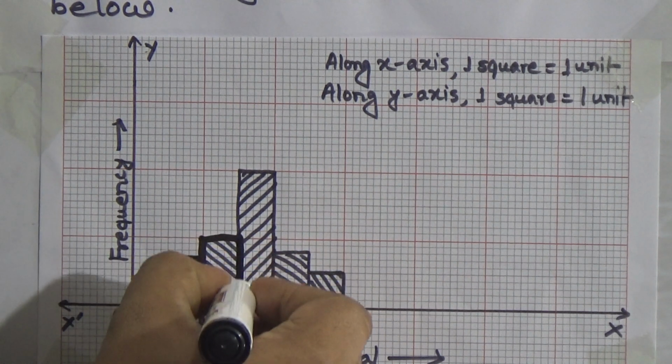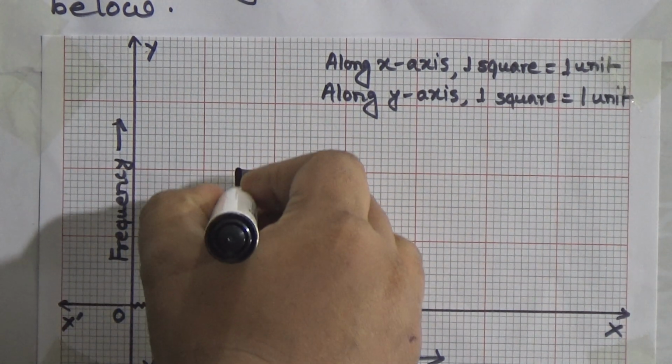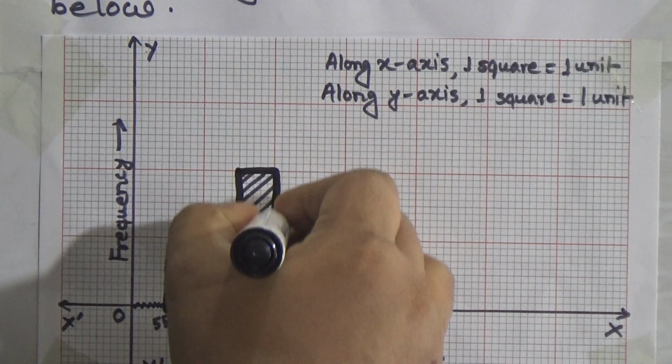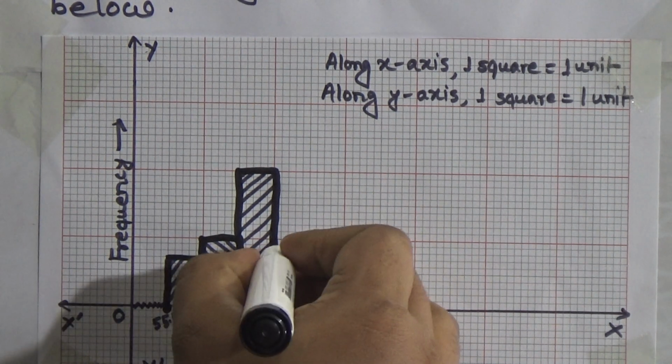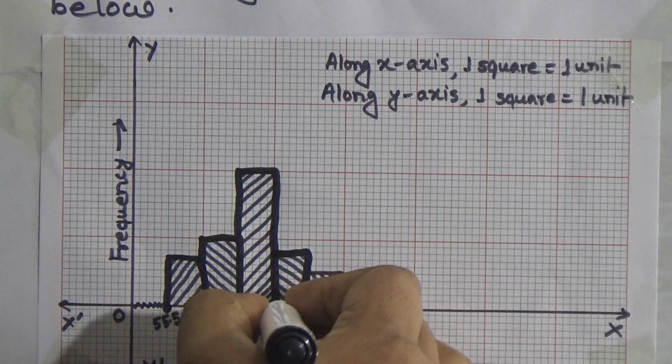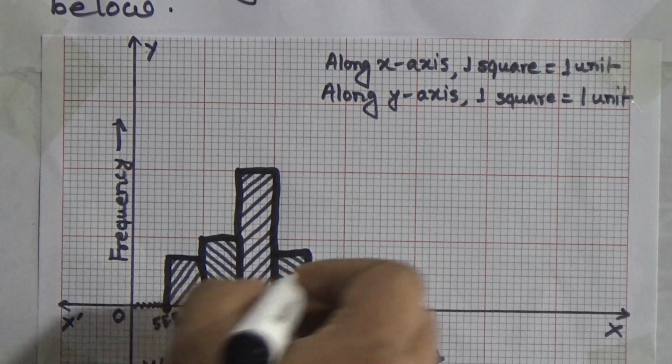Okay, I write here. Then from 65.5 to 70.5, in this class interval the frequency is 20. This frequency is drawn here and we draw a rectangle. Then in this class interval 70.5 to 75.5, the frequency is 8, so this 8 is written here. After that, 75.5 to 80.5, the frequency is 5, which is also shown in the figure.